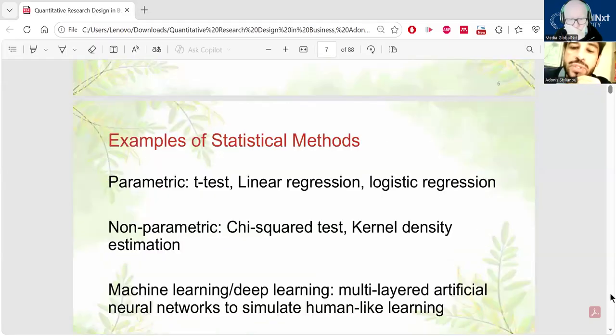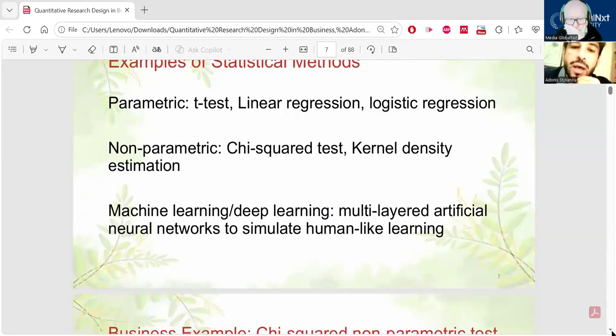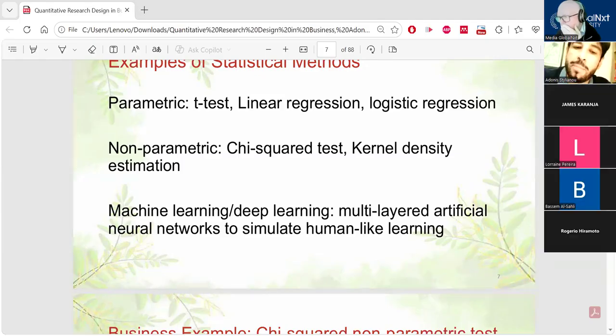So in terms of statistical methods, in the parametric category, we have the t-test, the linear regression, the logistic regression. In the non-parametric, we have the chi-square test, the kernel density estimation. The kernel density, for example, is one of those cases where, although it's really fancy and really important, it can approach reality at the same time. It's so complex that we cannot use it eventually. Whereas the chi-square test is a very successful test in business research.